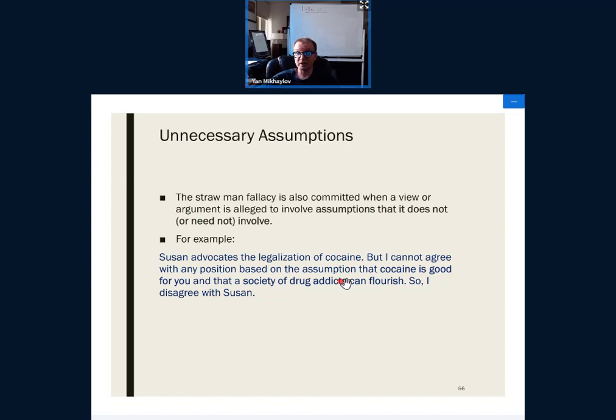But does it have to be the case? Do people who advocate for drugs to be legalized always think that it is good for you and that a society with drugs can flourish? No, of course not. In fact, one of the most popular arguments which many people make for legalization of drugs is this. Drugs are a huge source of revenue for the mafia, for organized crime.